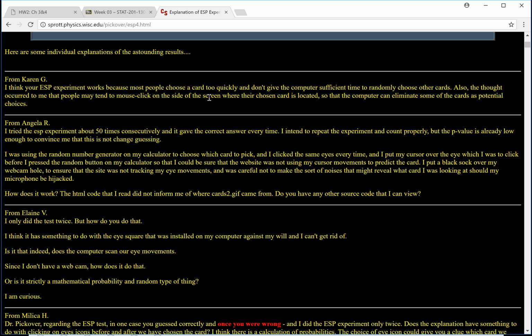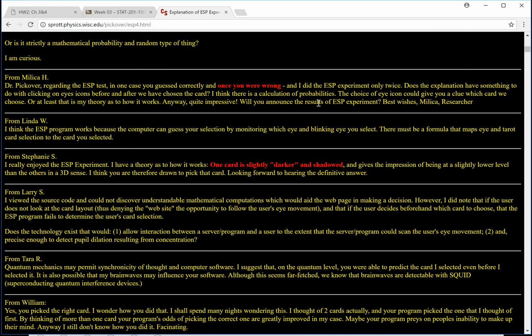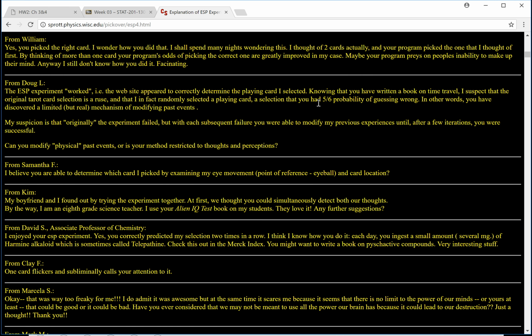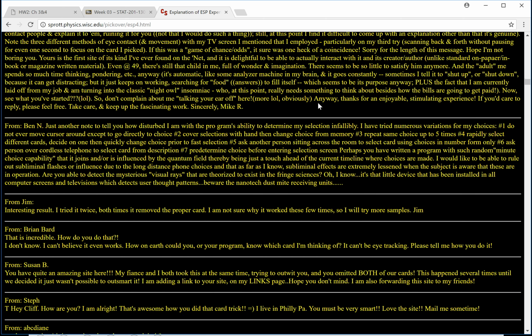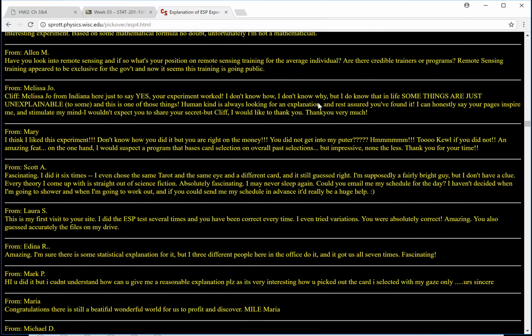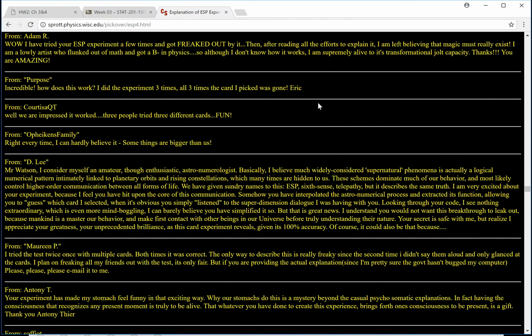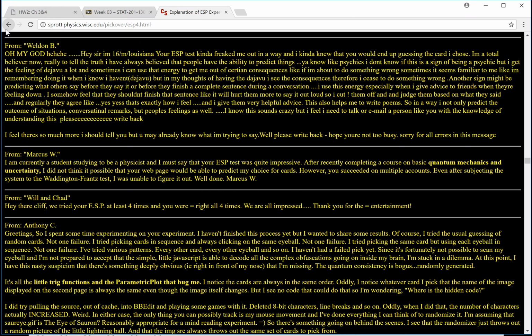I don't think you choose the card too quickly and don't give the computer sufficient time to randomly choose other cards. Also, the thought occurred to me that people tend to mouse click on the side of the screen where the chosen card is located. Okay, so there's all sorts of explanations as to what's going on, and probably Pickover wrote all these himself because they're really funny and none of them have the right explanation, but it goes on and on, so you can check it out if you like.